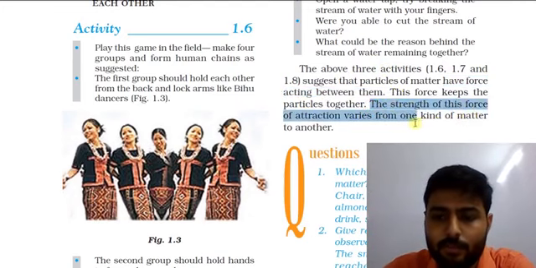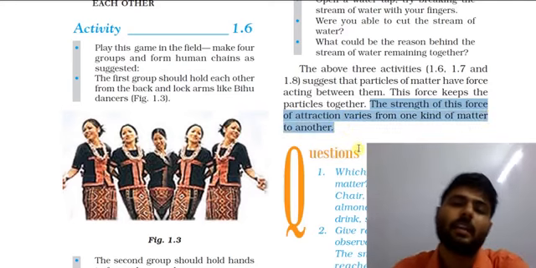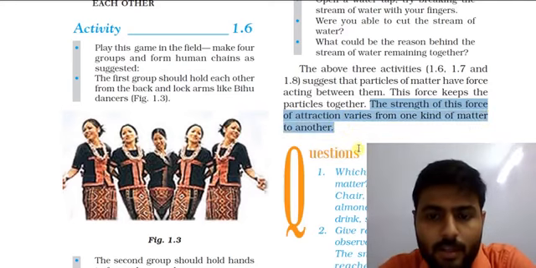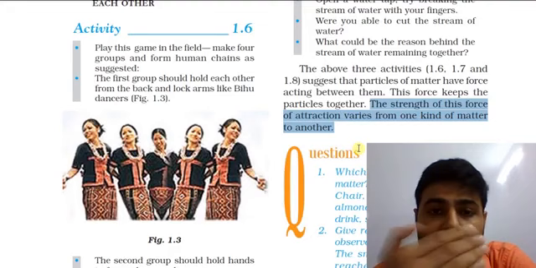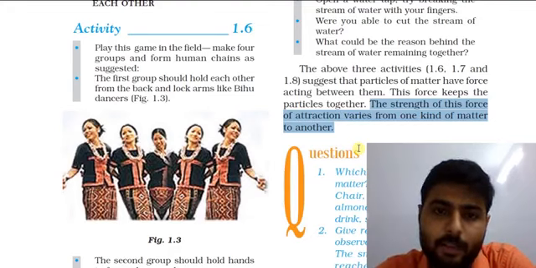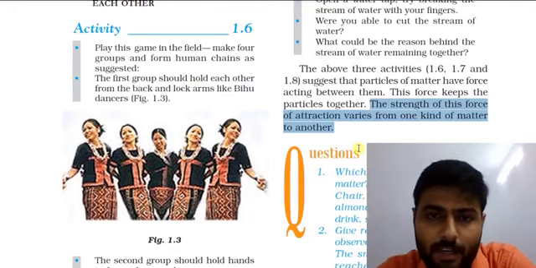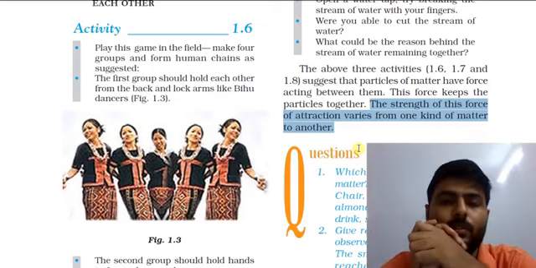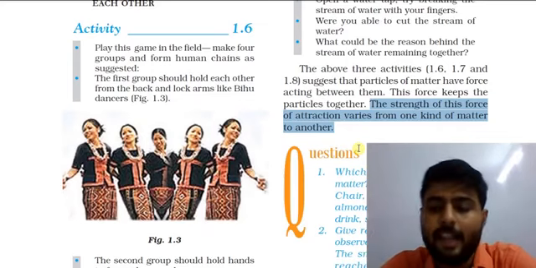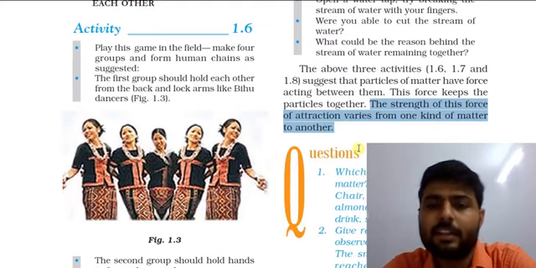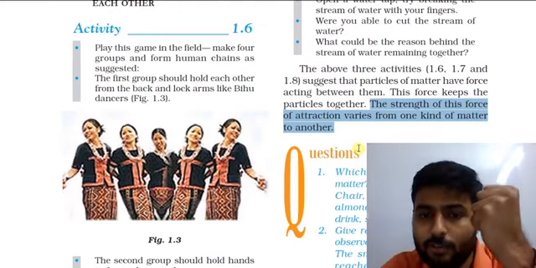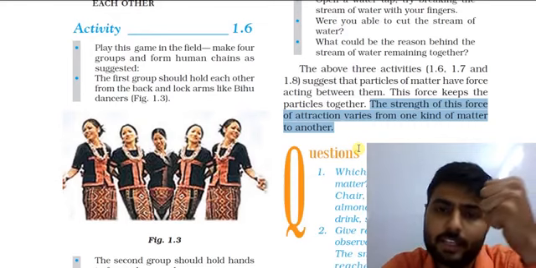The strength of this force of attraction varies from one kind of matter to another. The attractive force between these particles will vary from matter to matter. Some matter has more attractive force, some has less. So there is a difference in the strength of the attractive force between these particles of matter.